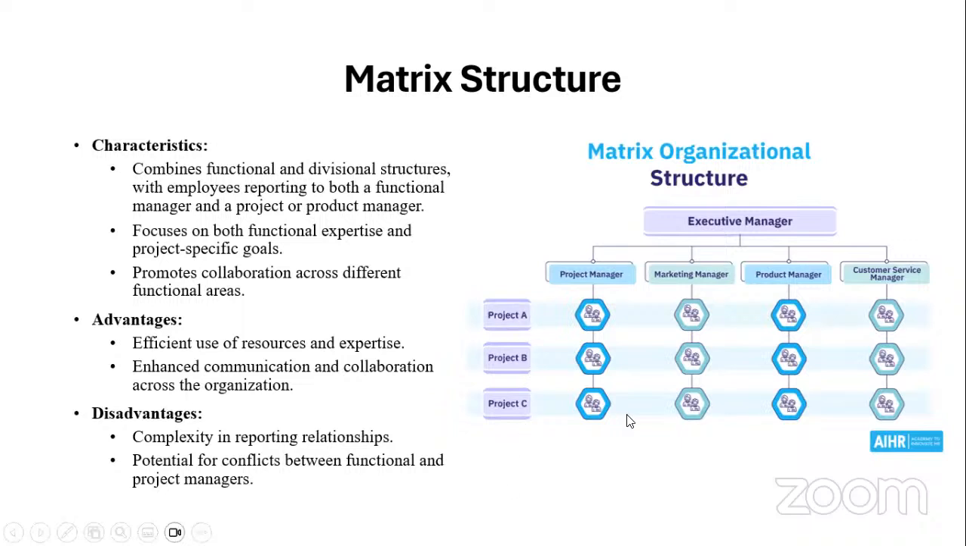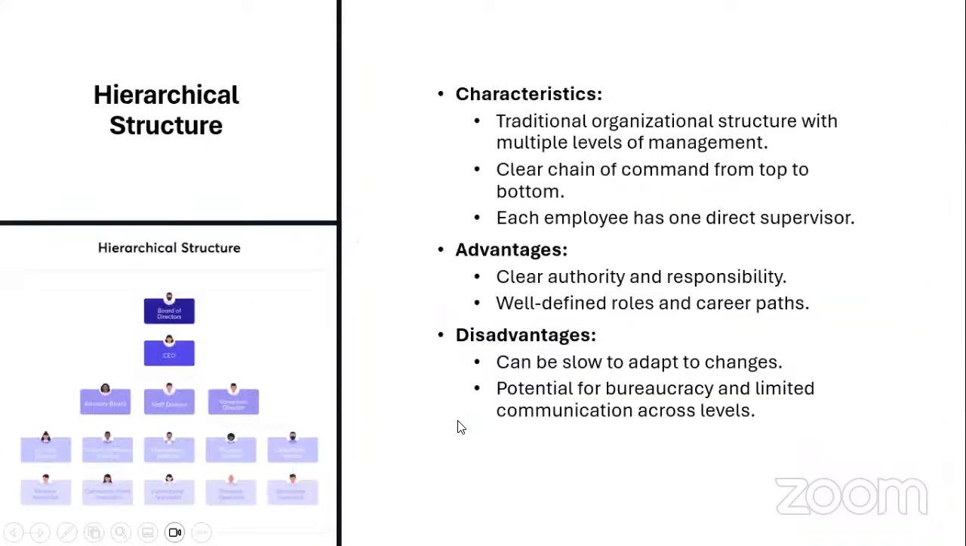But to do this project, it has to be an inclusion of people from different departments, and most often from the functional department and the project department.